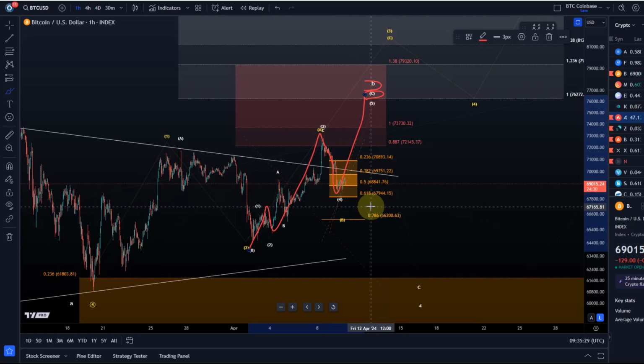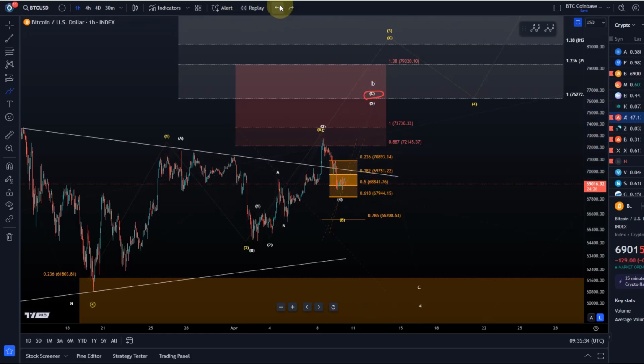A break below 67.9k would indicate that it's probably not the white count. Could still be yellow, so the diagonal, which ideally shouldn't break below 66.2k. Below that level, it's getting more and more likely that the white count is unfolding, and this would be confirmed with a break below 64.5k, which is the invalidation point for the yellow scenario.